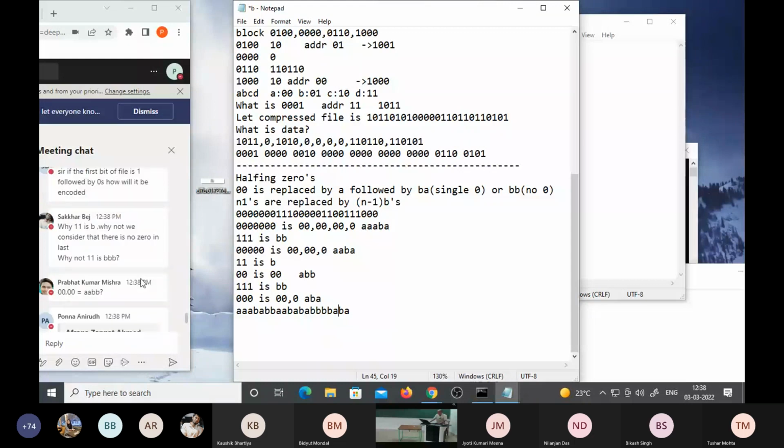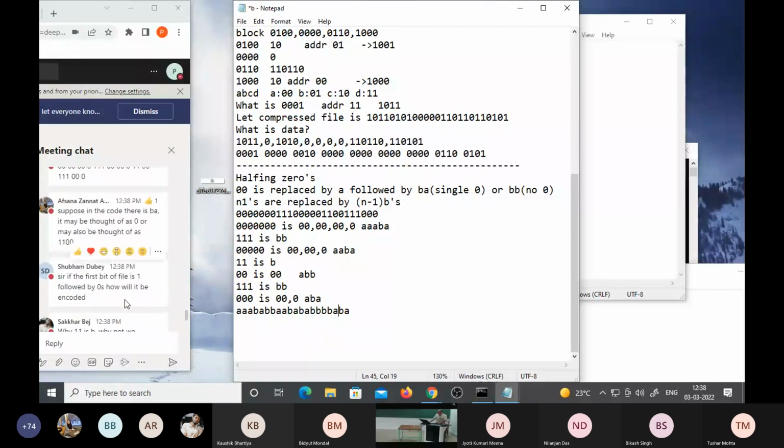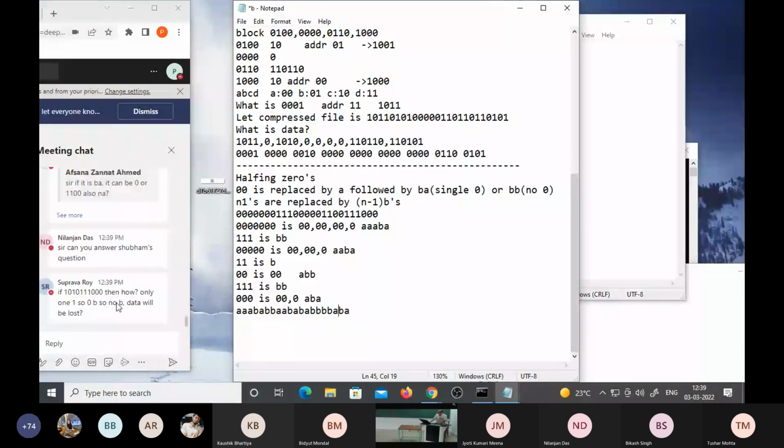Okay, Subham's question is what? Yes, fully correct. So you are correct. So, there are some problems into this. And there are methods to solve such problem. Is it correct? Okay, there are methods.